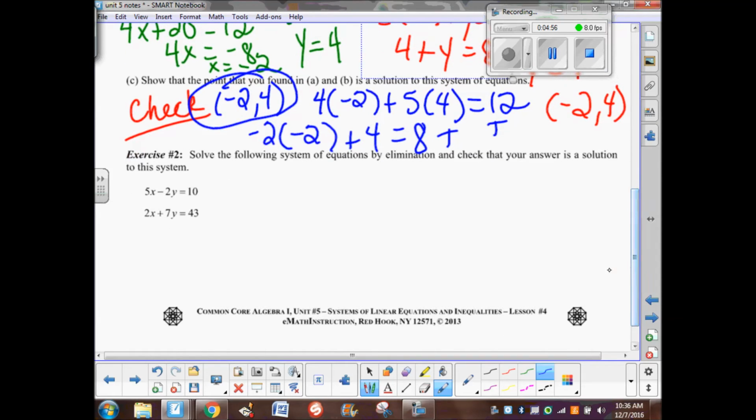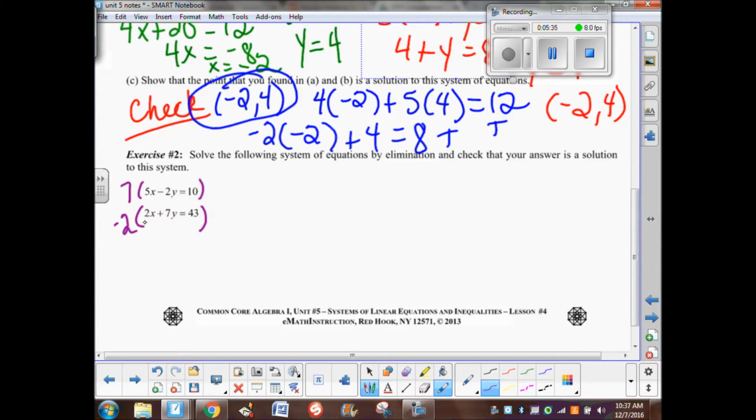So looking at exercise 2, it says solve the following system of equations by elimination and check that your answer is a solution. So solving this by elimination, and it's not telling us which one to eliminate. So it's your choice. I'm going to eliminate the y's just because I already have a negative and a positive here. But how am I going to get opposites over each other? Just multiply these two in your head. What's 2 times 7? It's 14. So I'm going to get a negative 14 over a positive 14. So how am I going to do that? I'm going to multiply this one by 7, and I'm going to multiply this one by negative 2.